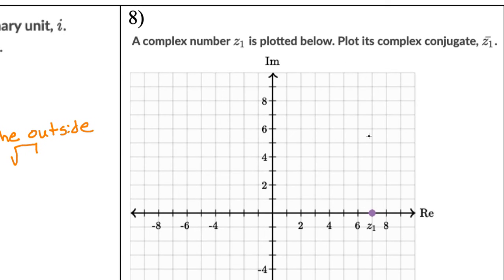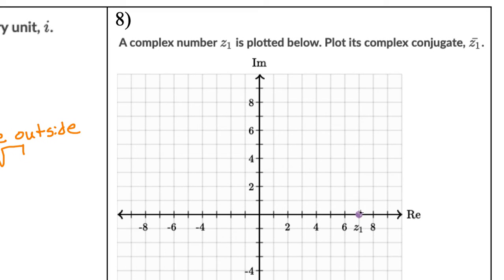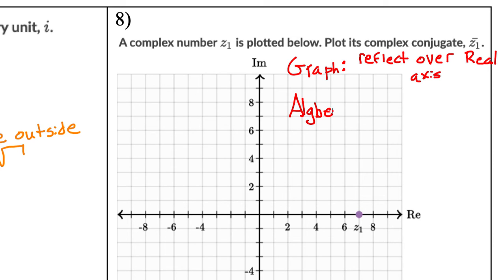All right. Problem number 8. I have the complex number z1 right here. I want you guys to plot its complex conjugate. My hint for you for complex conjugate is reflect over the real axis. That has another name. This is the graphical version. On a graph, that's what it means. Algebraically, it means take the imaginary component and multiply by negative 1.